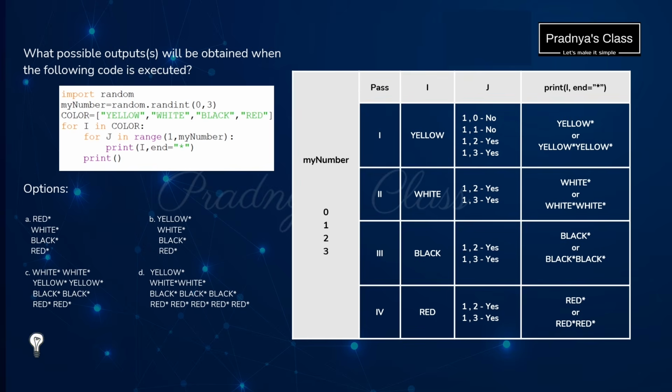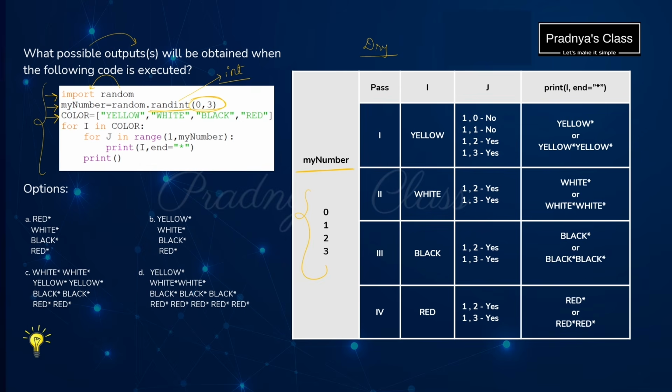Alright, here is the question in the sample question paper, where you need to find out the possible outputs. Look at the code carefully and draw your dry run table. With the first statement, we imported random module because to use the functions from the random module, we need to import it. In the second statement, we are using randint function. Randint function generates integer random numbers in the specified range. The range is 0 to 3. So the values of my number will be 0, 1, 2, 3.